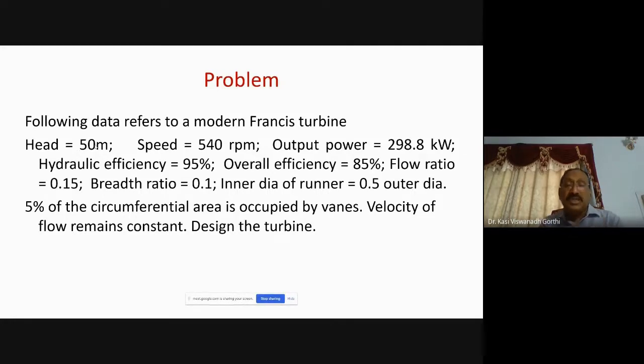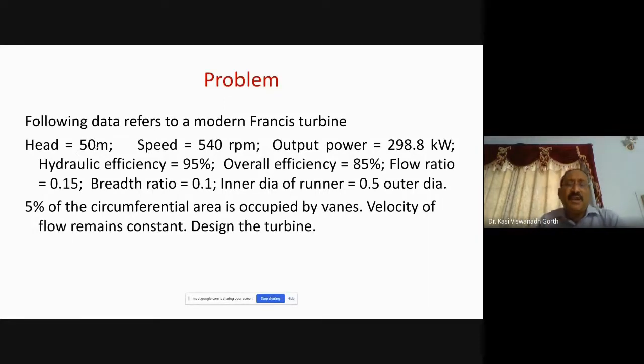You need to assume certain values. Those values also are given here. Hydraulic efficiency eta H 95%, overall efficiency eta naught 85%, flow ratio psi 0.15, breadth ratio n 0.1, inner diameter of the runner 0.5 times outer diameter. That means D is equal to half of D1. Then 5% of the circumferential area is occupied by the vanes.